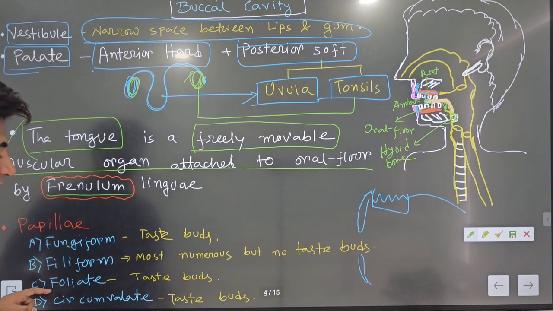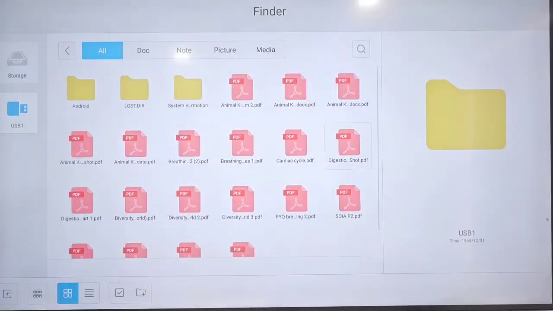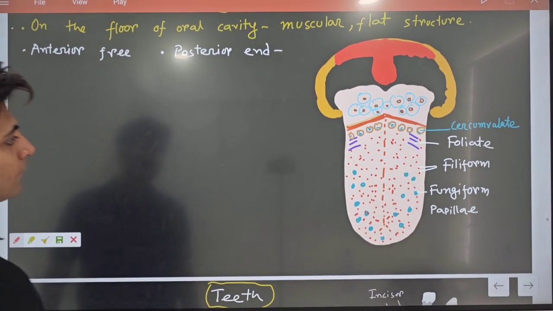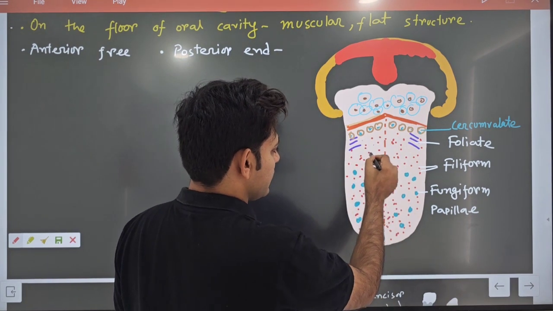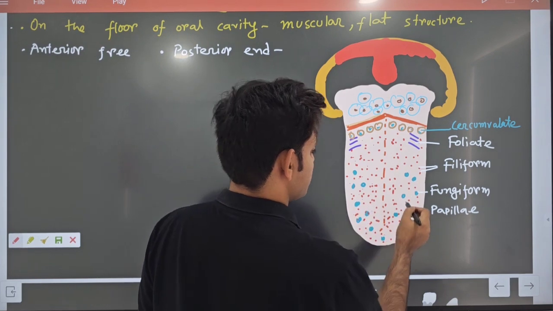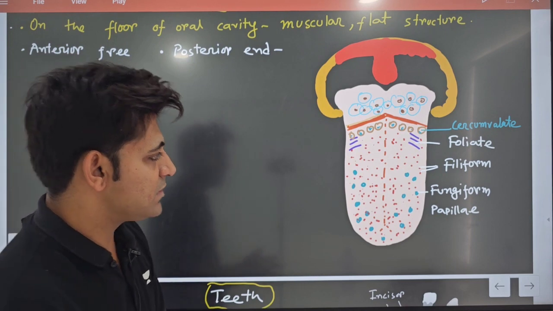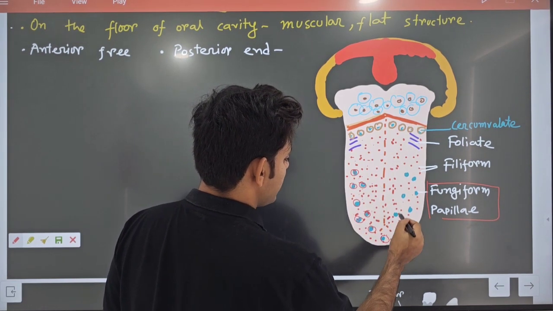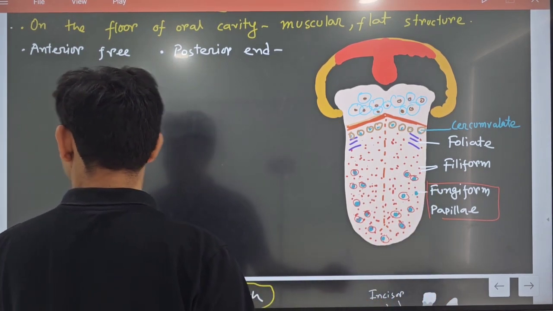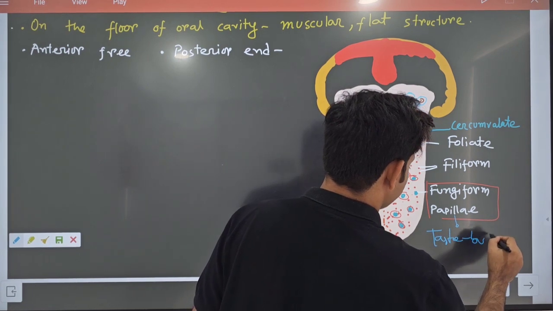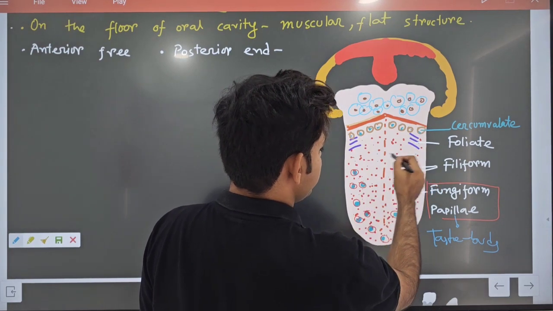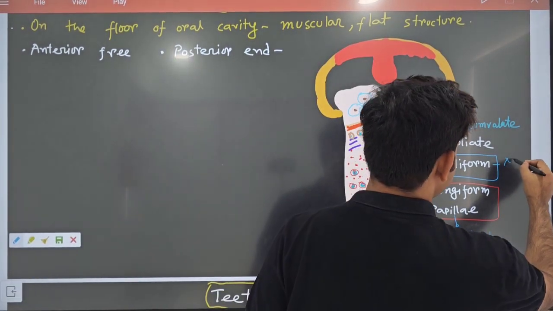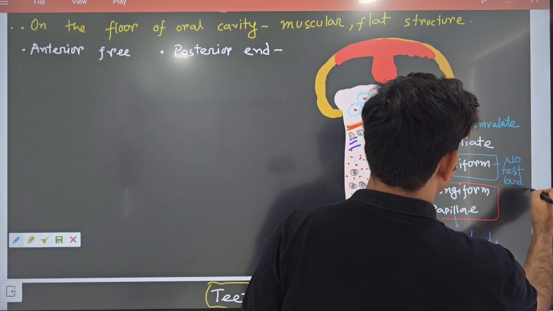Now the tongue has some papillae. What are papillae? Papillae are the granular structures present on the surface. There are 4 types of papillae. Fungiform papillae are present on the anterolateral side, and these fungiform papillae are equipped with taste buds. The most numerous papillae, spread everywhere on the tongue, are called filiform papillae, and they are numerous but devoid of taste buds. No taste buds on filiform papillae.